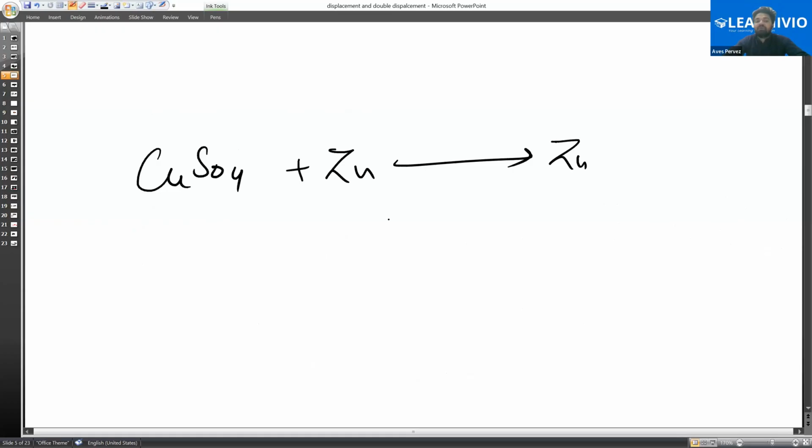This reason is very simple, because zinc, when it makes a bond with the sulfate ion and frees the copper, means when it comes into this arrangement, it will lower the reactant energy.